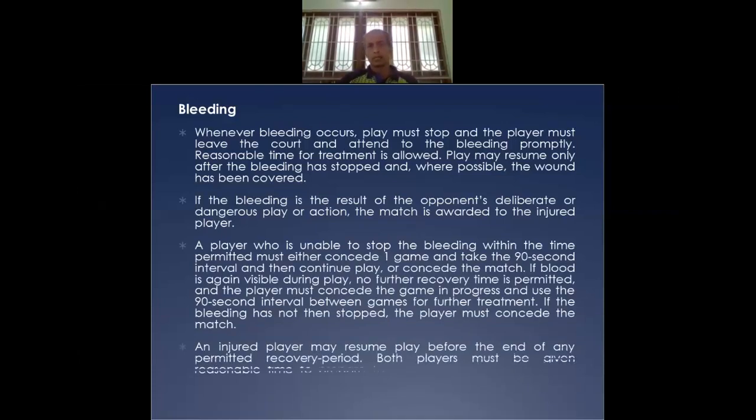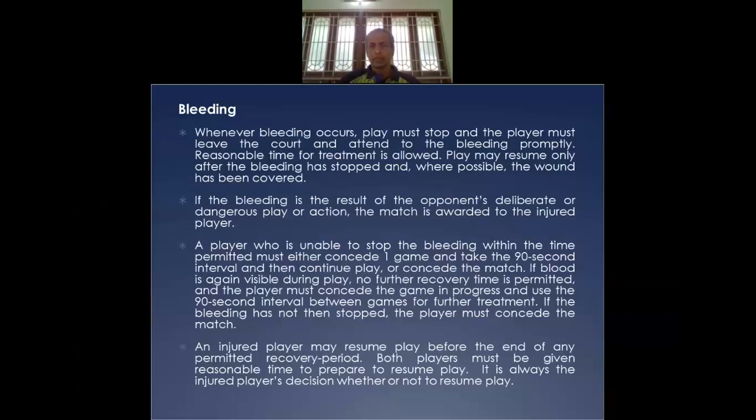If a player is unable to stop the bleeding within the time permitted, normally that does not happen, because most of the time we start only after the blood stops and everything is properly protected. But if there is a rebleed and the flowing blood can be seen, then you'll have to stop. Normally the opponent doesn't object, even if a slight blood is visible on the wall or something. An opponent doesn't make an issue of it and takes it naturally. He feels he is not supposed to do that.